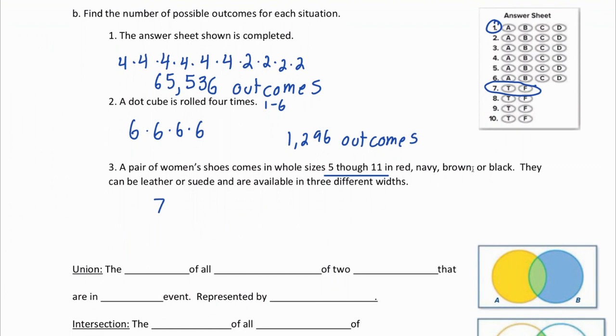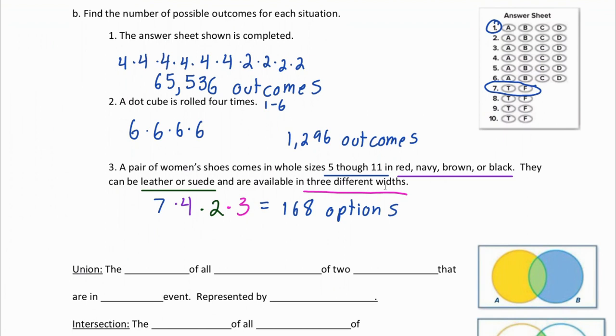The next stage, it says it can come in red, navy, brown, or black. So that's 4 different color options. And then they can be leather or suede. So that's 2 different material options. And then finally, they said they're available in 3 different widths. So this would be our setup for that problem to see all the possible outcomes. And then we would multiply those together and do 7 times 4 times 2 times 3. And we should get that there are 168 options.